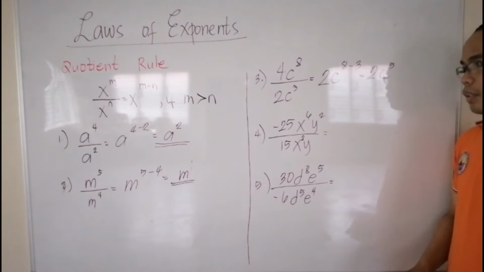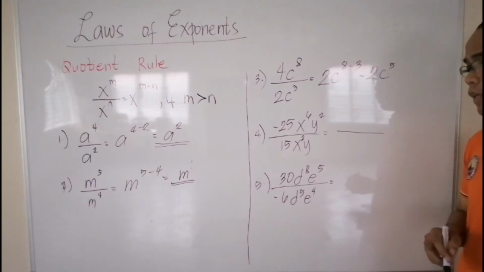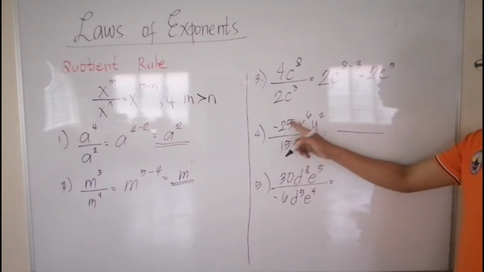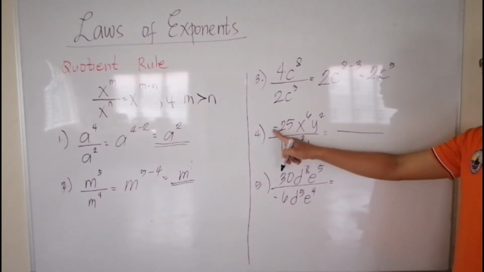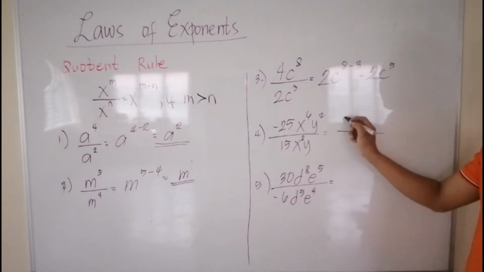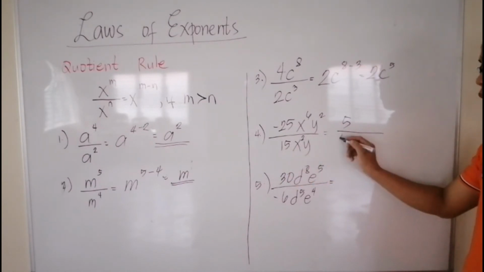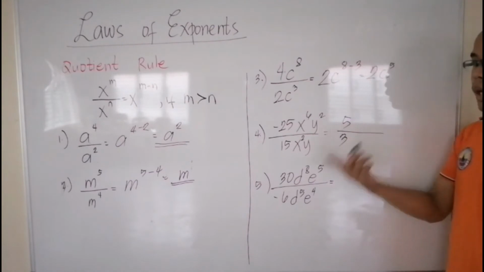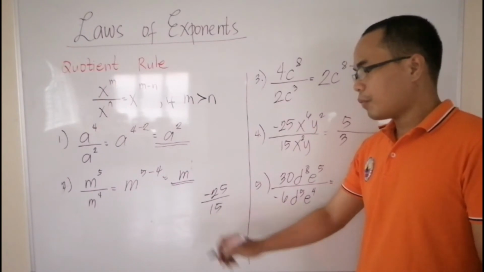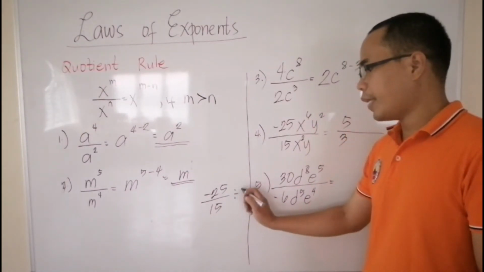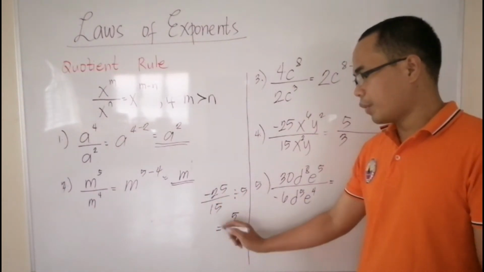Example number 4. So negative 25 divided by 15. So since hindi sila divisible by, or meron siyang common factor na 5, so yun ang pang-divide natin. So that is 5. So negative 25 divided by 5, so we have negative 5. And then 15 divided by 5 is equal to 3. Or yung ginagawa lang natin is, kinukuha lang natin yung lowest term ng negative 25 over 15. Since divisible sila by 5, divide natin yan by 5. So it becomes negative 5 over 3.